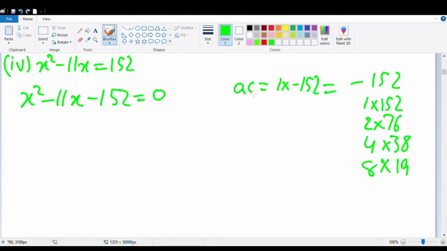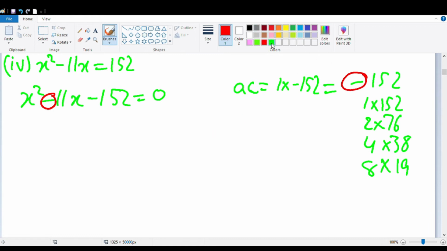This time we see that both the product and b have negative signs. This can tell us that one of the factors must be positive and the other must be negative, so that their product is obviously negative.